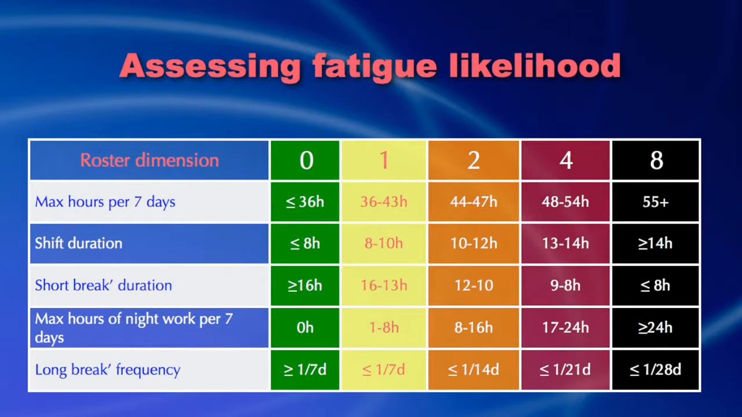So if you take each of those dimensions and work them across, you'll see that if all 5 of the dimensions ended up in the green zone, you would have an overall score of 0. Conversely, if all 5 dimensions ended up in the black column with 8, you would have 5 times 8 is 40. So this scale goes from a minimum of 0 to a maximum of 40 points. And depending on what points you get for which dimensions of the roster, you will get a score that goes somewhere between 0 and 40 points.